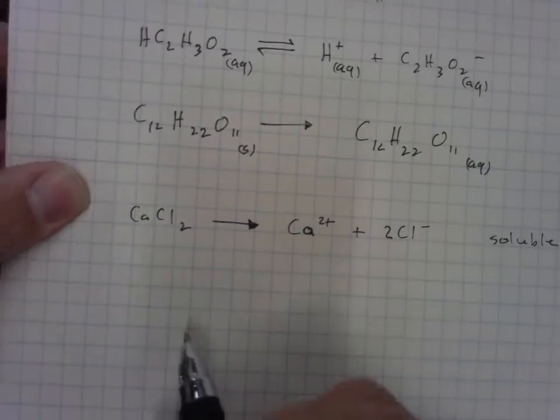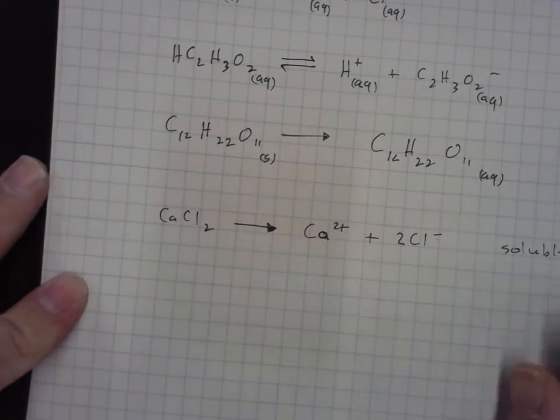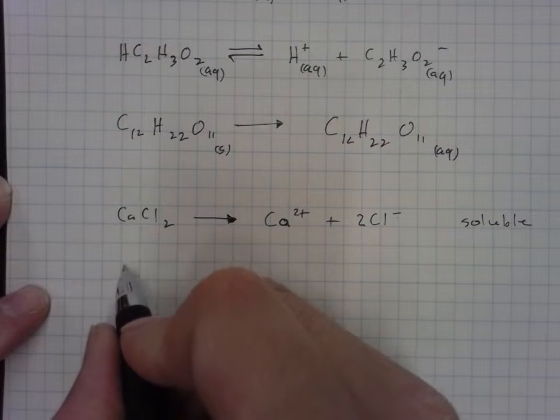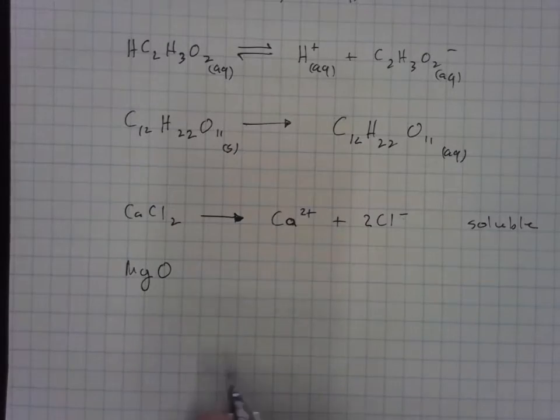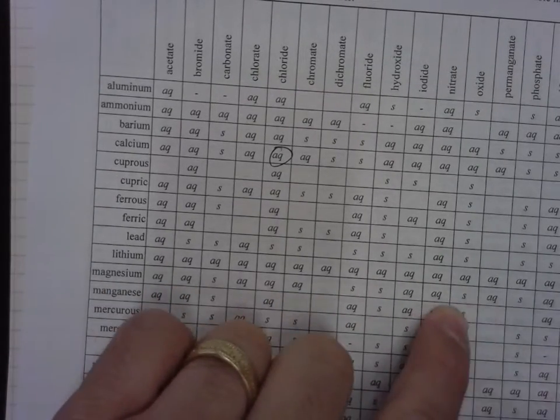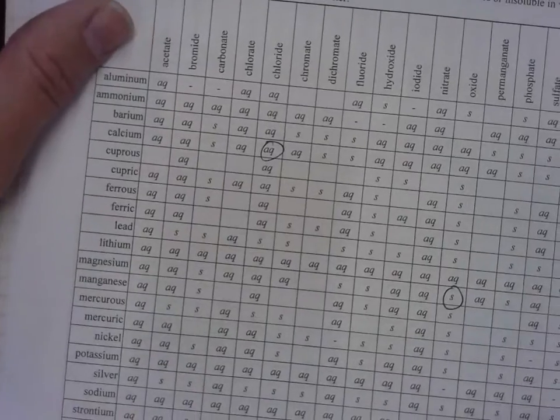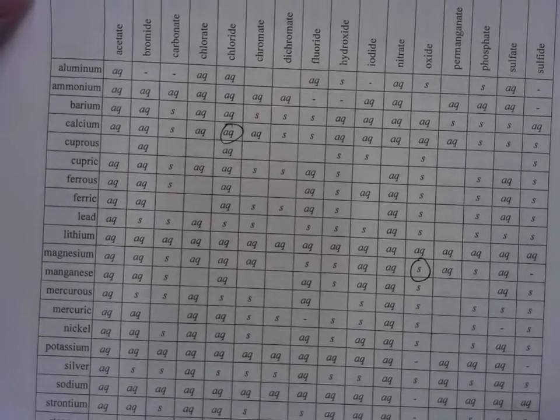Okay, let's do the next one. You write them in here; I'm going to do it on this paper, it's easier for me. The next one is magnesium oxide, MgO. Let's go back to our solubility table. Find magnesium, then go until we find oxide. That's got an S. When it's got an S, that means it is insoluble.